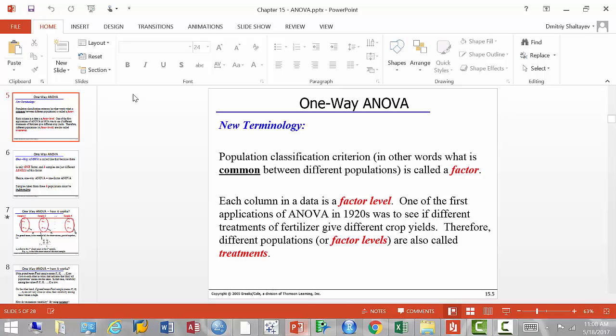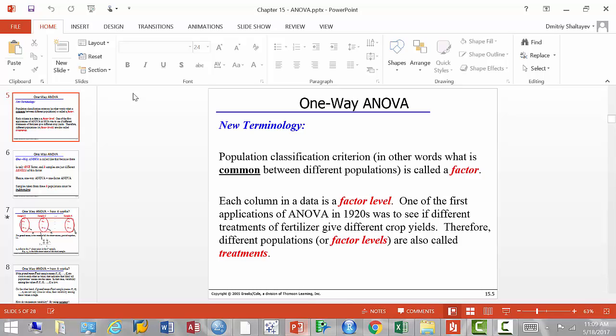In 1920s, when the world was mostly agricultural, like the U.S. economy, for example, the U.S. economy was primarily growing food, agricultural based. People were trying to find out if some fertilizers, some nutrients are better than others. And there are a lot of different ways how you can provide nutrition to the plants, right? You can fertilize with phosphates, you can fertilize with nitrates, so there are a lot of different possibilities, okay?